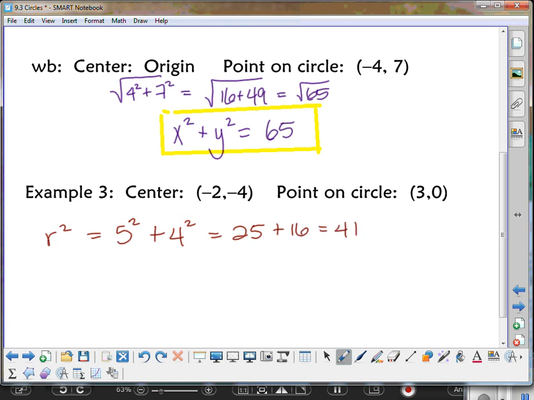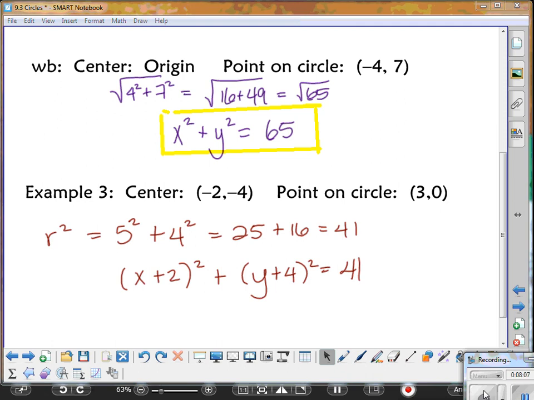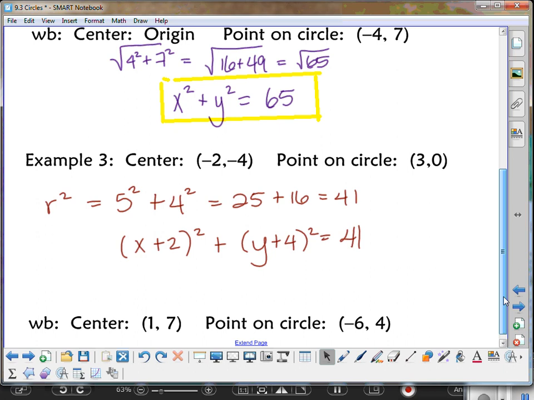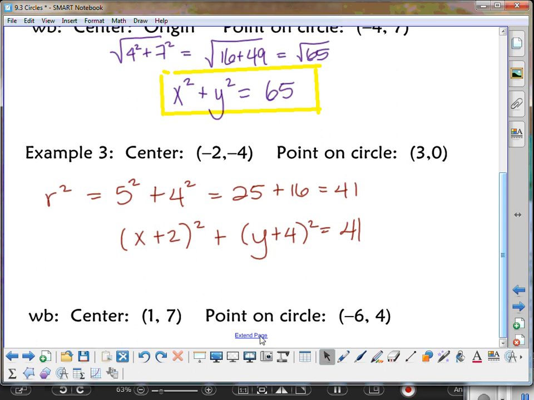But now my center isn't at 0, 0 anymore, is it? No, I've got to use my points here. So it's x minus negative 2, so it becomes x plus 2 squared. And then y minus negative 4, so y plus 4 squared equals 41. Any questions on this one? No. All right. So here's one for you guys to do on your whiteboards.